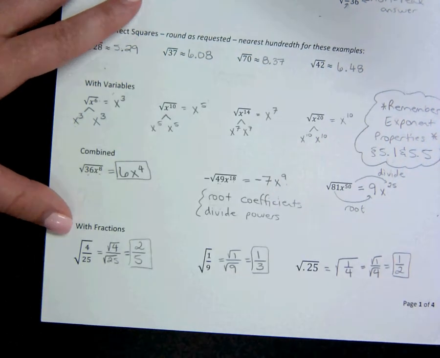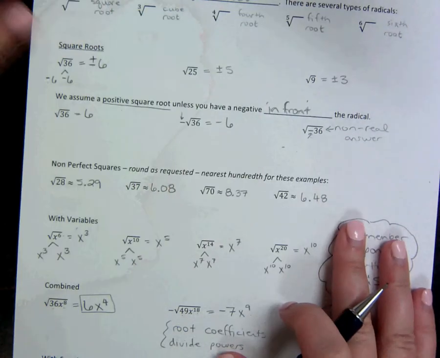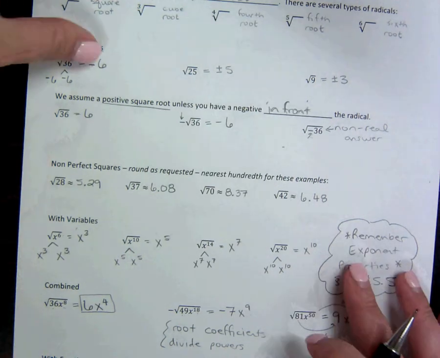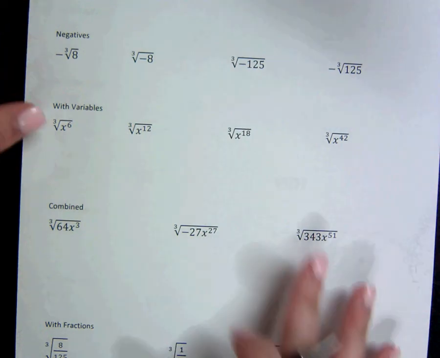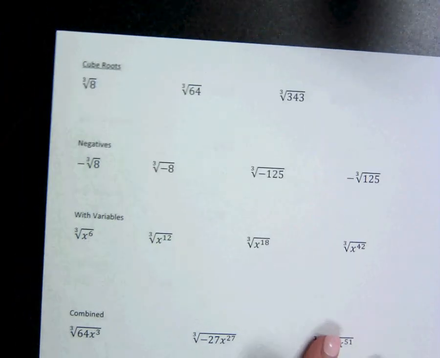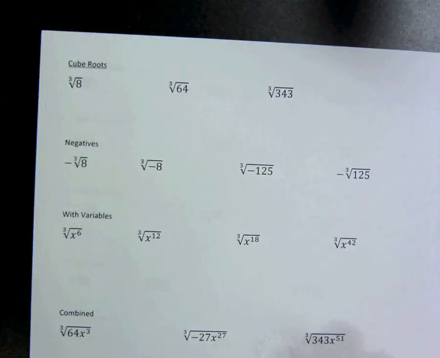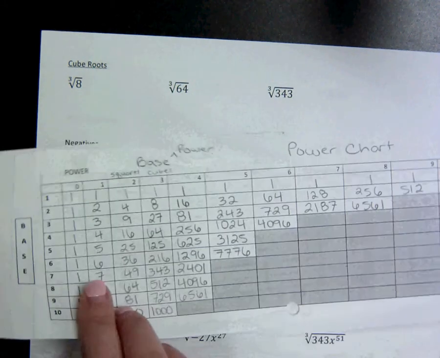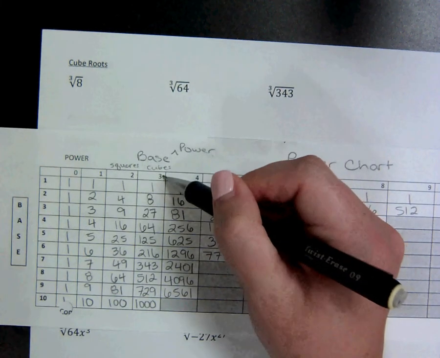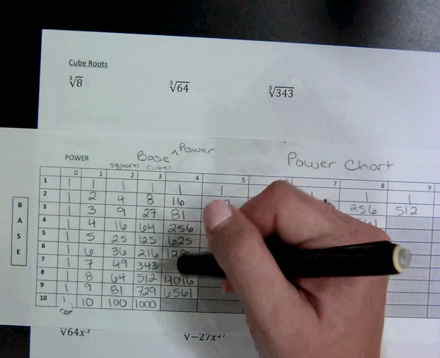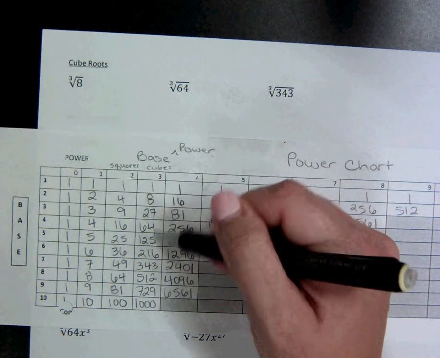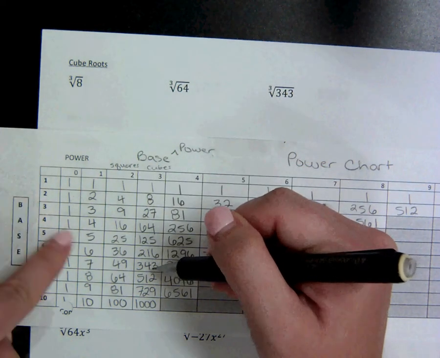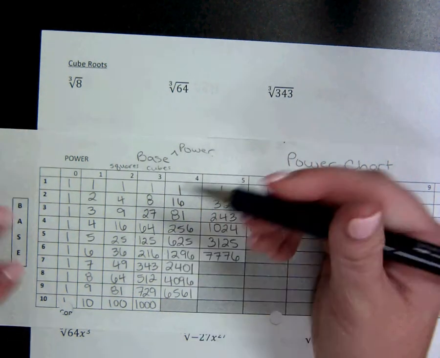So that's just basics of square roots. We're going to learn a lot more about them throughout chapter 11, but that's just kind of your basics. And let's move on to cube roots. So we might not be as familiar with cube roots, which is where your power chart comes into play. Cube roots come from the third power, so we're going to look at the column for the third power, and then these are all your bases, or your roots.